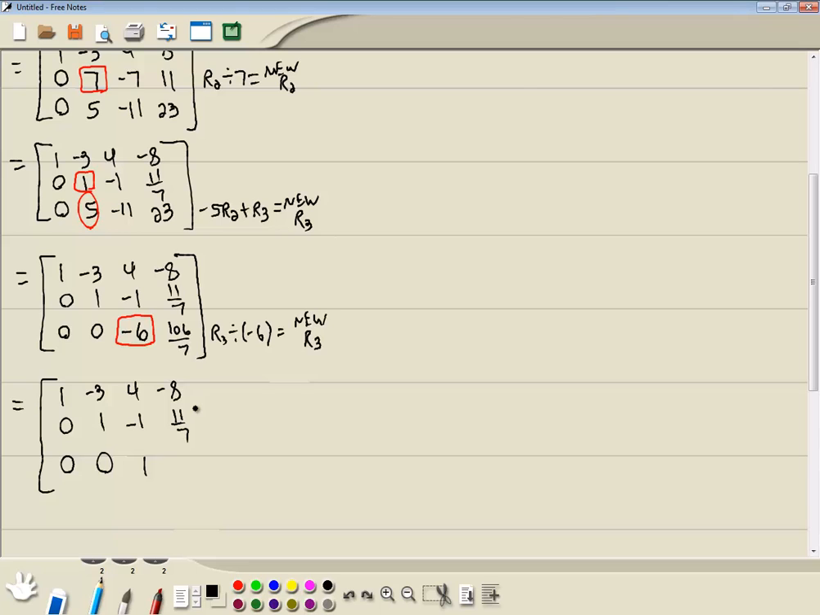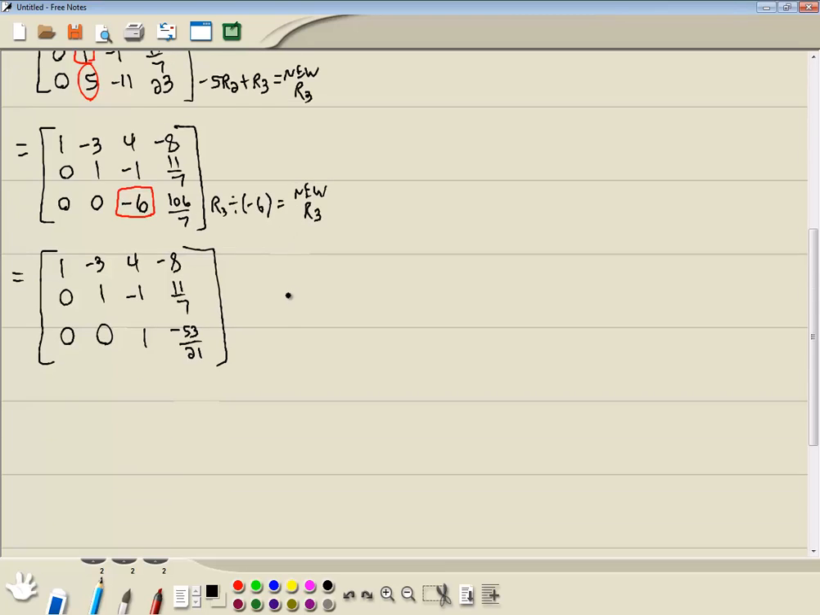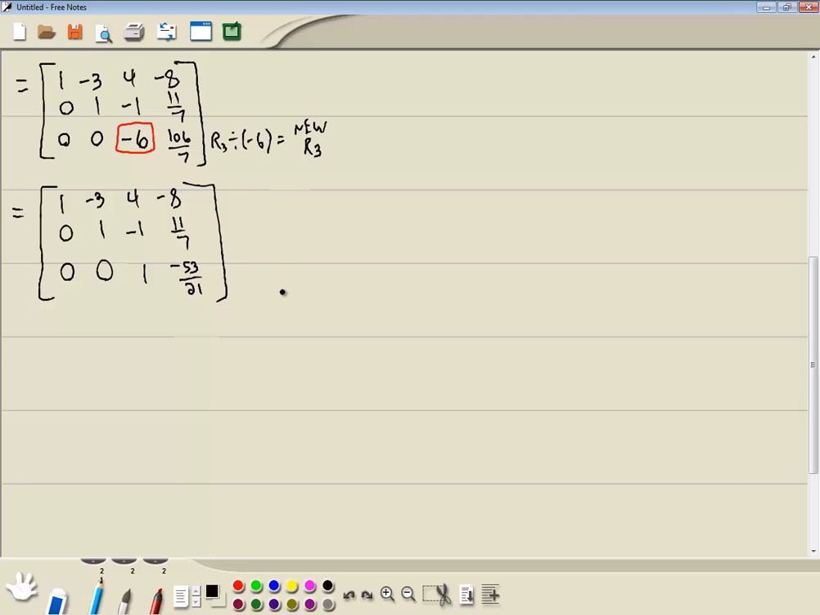Enter. And then I'll do math, enter. And we've got -53 over 21. Now that's row echelon form. Row echelon form is where you've got a diagonal of 1s with zeros below it. But we're doing Gauss-Jordan elimination, where we're doing the entire gamut. So we're not only getting zeros below it, we're going to get zeros above it.